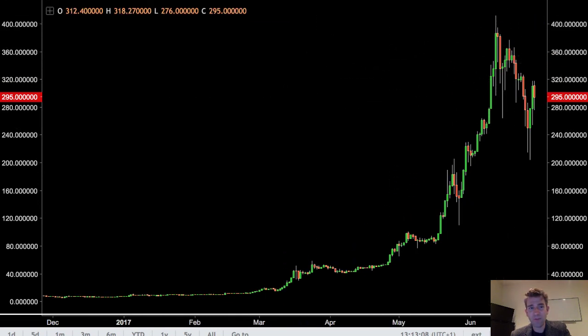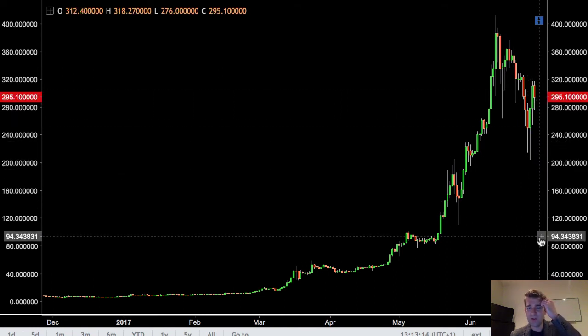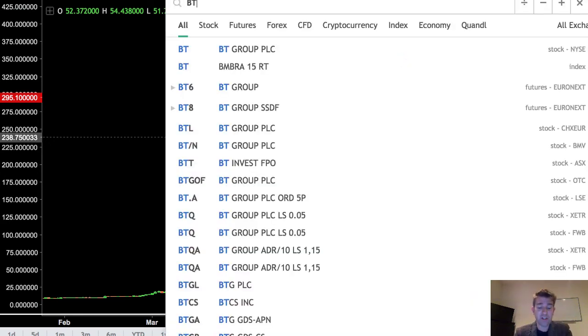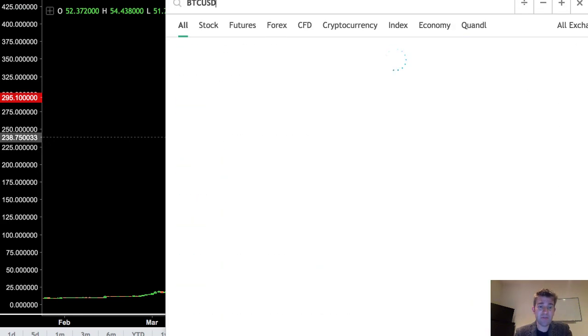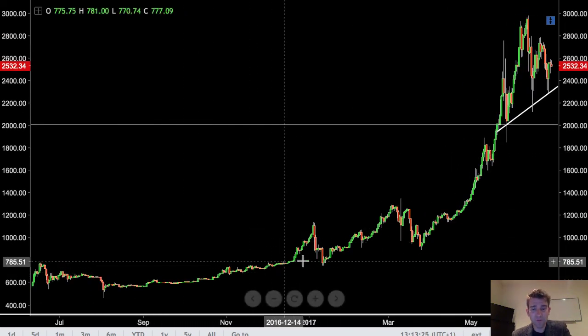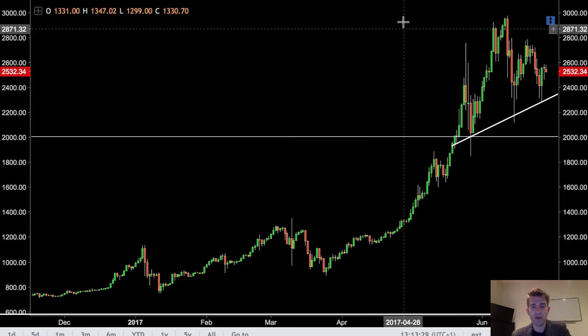Is this the first part of the pullback here? Is this the kind of correction, the bull trap? And then if we break this low, are we going to get the panic to the downside? Who knows? It's just interesting to see the similarities. And if we look at Bitcoin, not quite the same, but we did have this kind of euphoria, this spike up, and this really incredible rally from the lows.